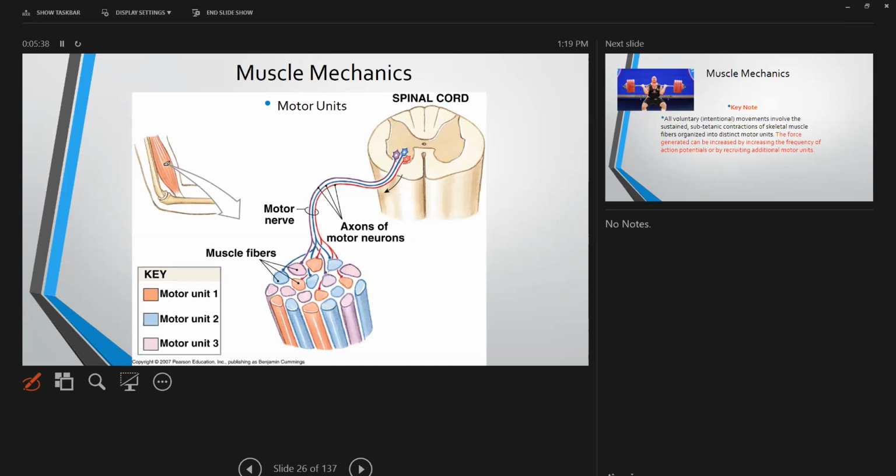What happens is the body is always attuned to using as little energy as possible. So it's going to start with motor unit 1, and when motor unit 1 is not enough, it's going to trigger motor unit 2. And if motor unit 2 is not enough, then it's going to trigger motor unit 3. So these will all work together to produce the required or desired motion.